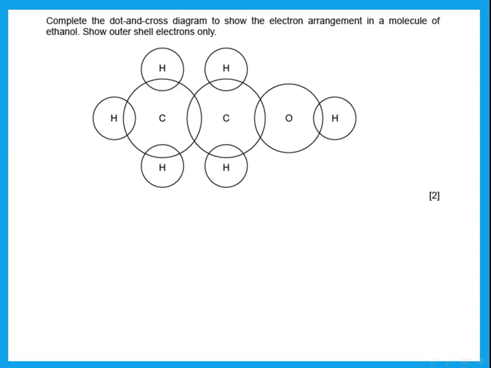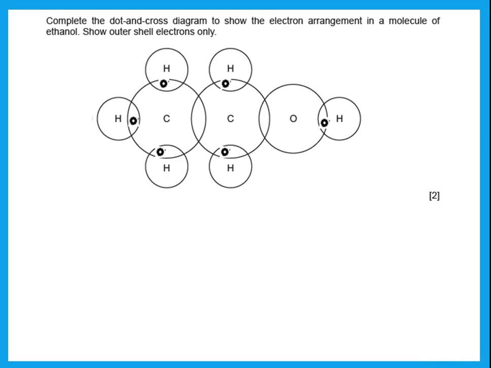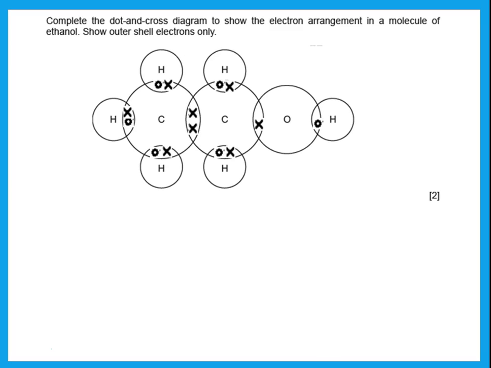Okay, what about this? Complete a dot and cross diagram to show the electron arrangements in a molecule of ethanol. So this is the molecule of ethanol. Now, first of all, you should know that each hydrogen has one and needs one. So we're going to give each hydrogen one and take one from whatever is next to it. Now the carbon is in group 4 and it needs 4 more. So if it takes 3 from the hydrogens, it needs 1 from the neighboring carbon. So between the two carbons, I have 1 pair of electrons.